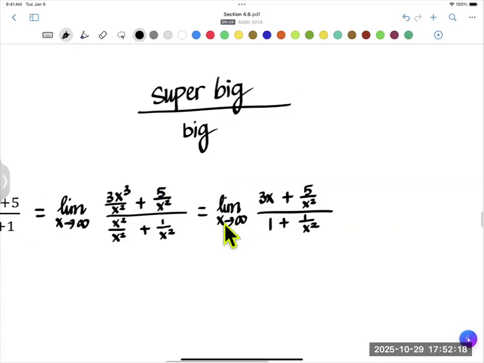Okay, so as x gets huge, these terms are pretty much 0. So when x approaches a huge number like 1 million, we're going to have 3 million. If x is 1 trillion, then we have 3 trillion. So the function keeps growing without bound. So we're going to have positive infinity. If this is the limit as x approaches negative infinity, then what happens?